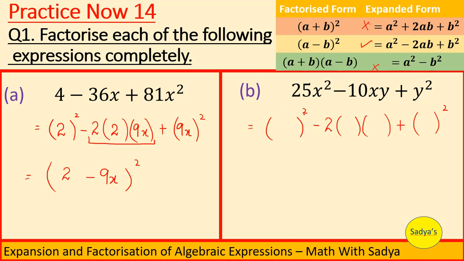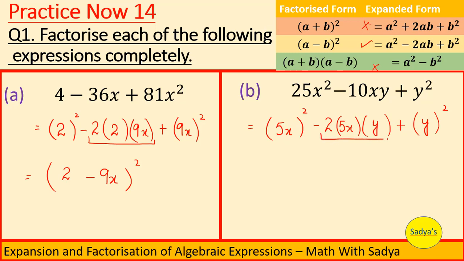Which number when squared gives us 25x squared? It is 5x. Square of 5 is 25. Square of x is x squared. Which number when squared gives us y squared? It is y. So write down 5x in the first bracket and y in the second bracket.